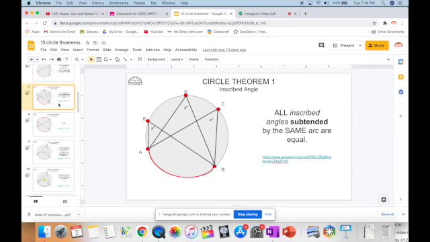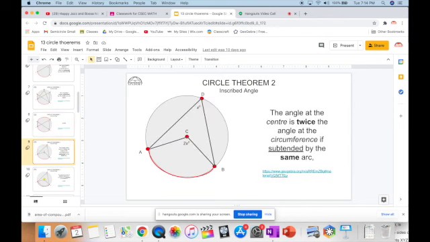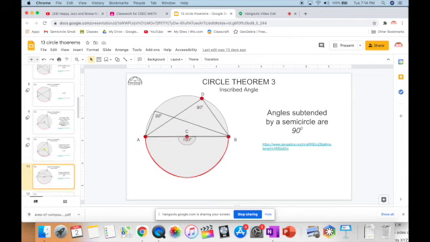So the first theorem, theorem 1, is if you have an arc and you have an angle inscribed by that arc, or if you have many angles inscribed by that arc, all of those angles will be equal, right? So all inscribed angles subtended by the same arc are equal. That's theorem 1. Theorem 2, if you have inscribed angles subtended by an arc at the circumference, the one at the center will be twice the one at the circumference. I hope you remember these things.